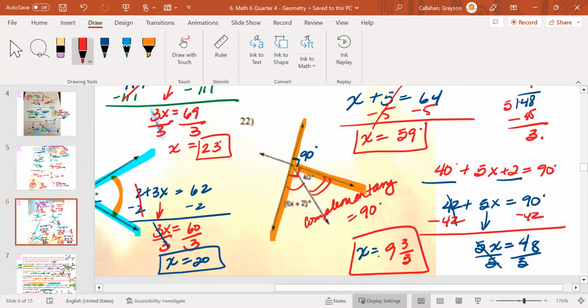I just want to make sure that we did this correctly. So 48 divided by 5. Yeah, that is correct. And the way I know that is that when I plug this in right here, 5 times 9 and 3/5 plus 2 is going to give me a 50. 50 plus 40 is going to give me a 90.